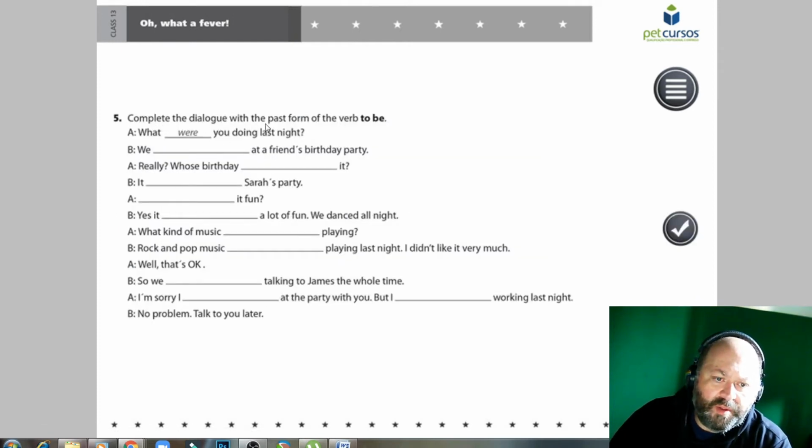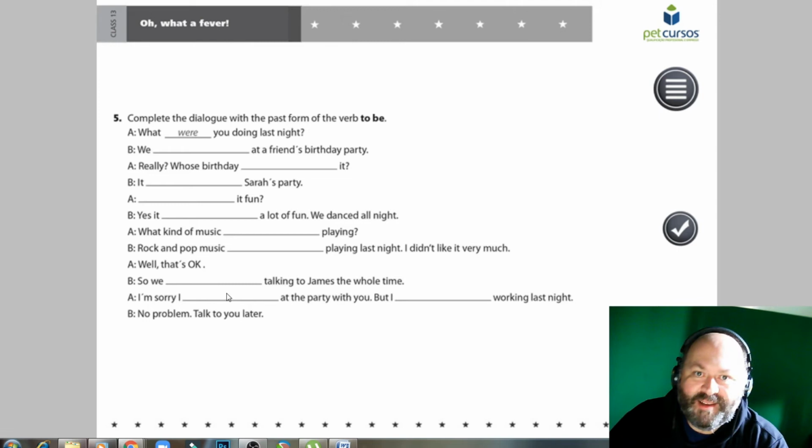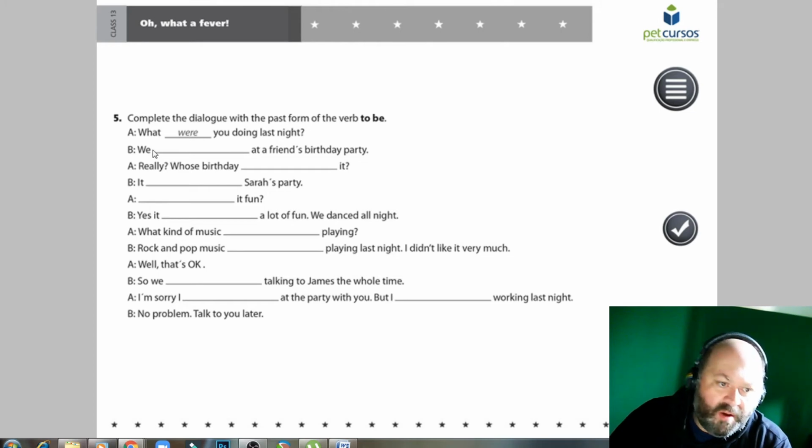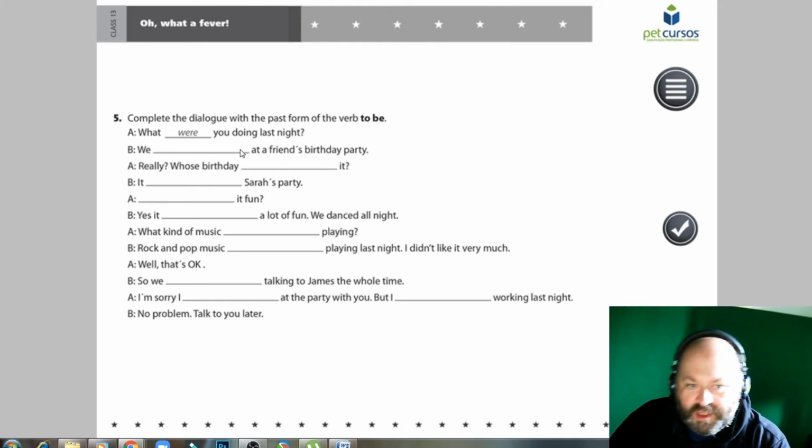Complete the dialogue with the past form of the verb to be. Mesma coisa com o passado do to be aqui. You have to identify the subjects. Vai ter que identificar os sujeitos. Aqui, por exemplo, you. Opa, então eu já sei qual que vai. Here is we. Então eu já sei qual que vai. Cuidado, pelo contexto pode ter umas negativas aí também.